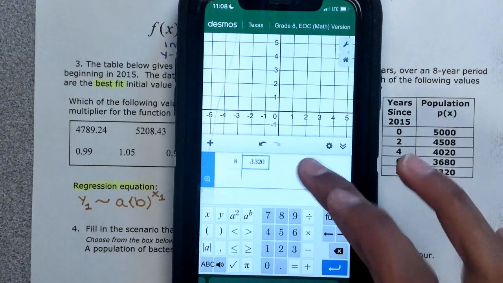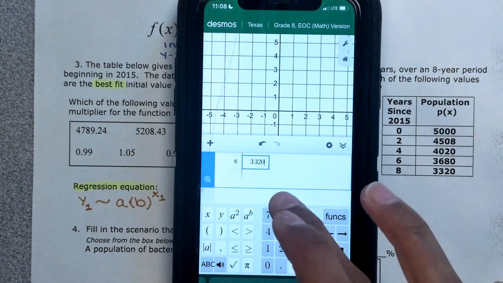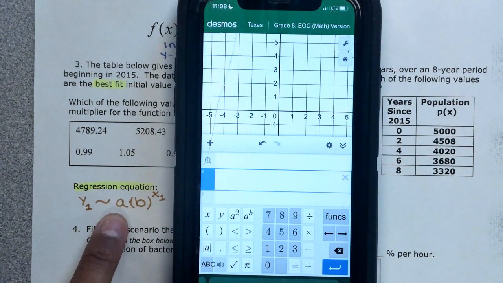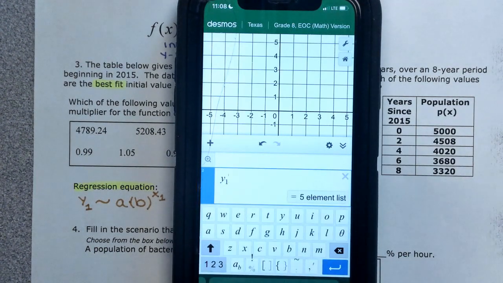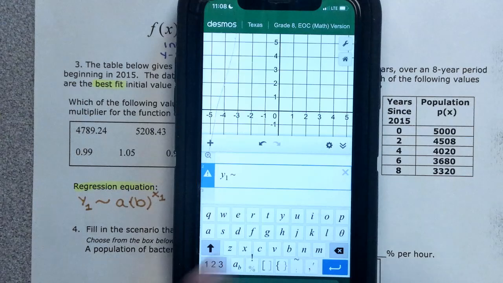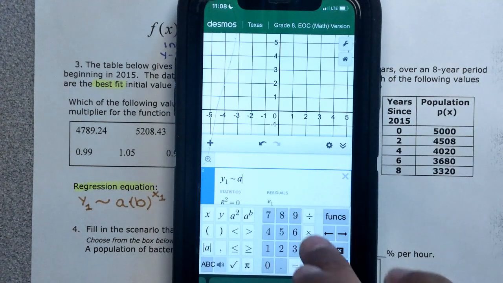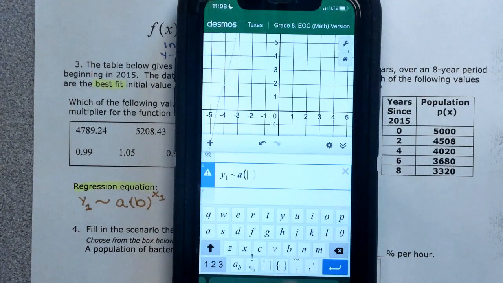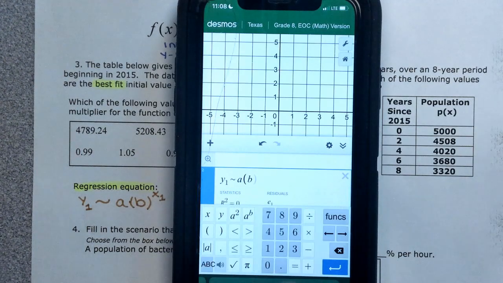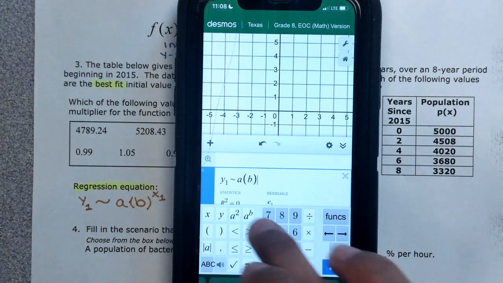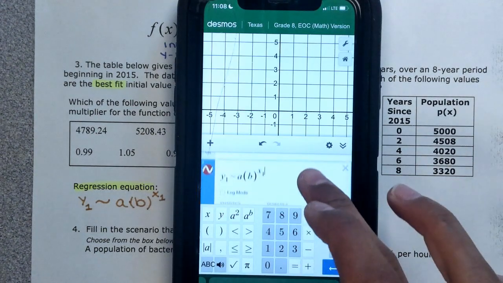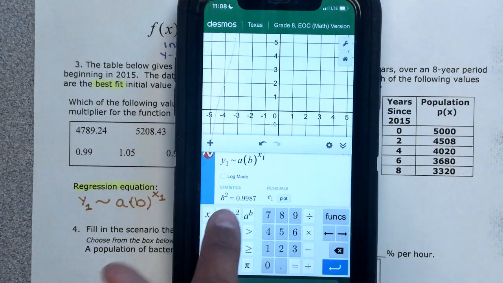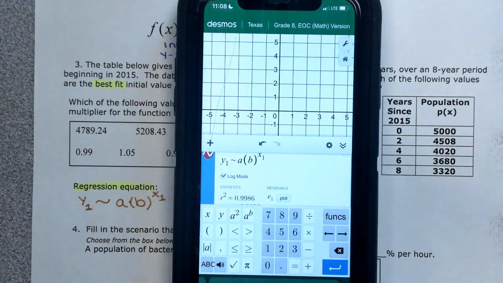So now, once you type in all of the values, you're going to type in your regression equation for exponential. So y1, go to ABC. Here's that little squiggly line, tilde. And then we have a times b, close my parentheses, to the power of x. And then don't forget your 1. So this is what it should look like.